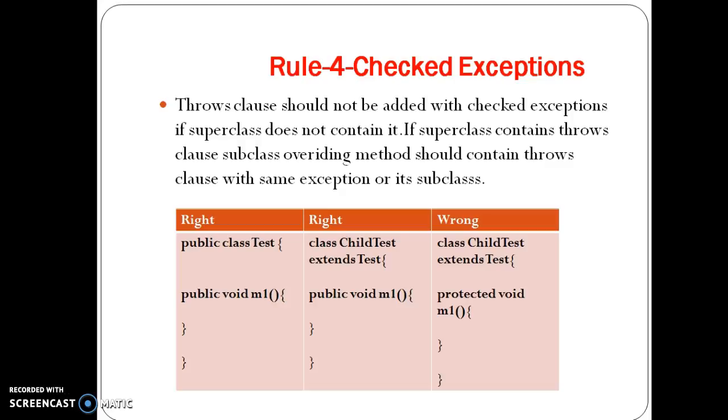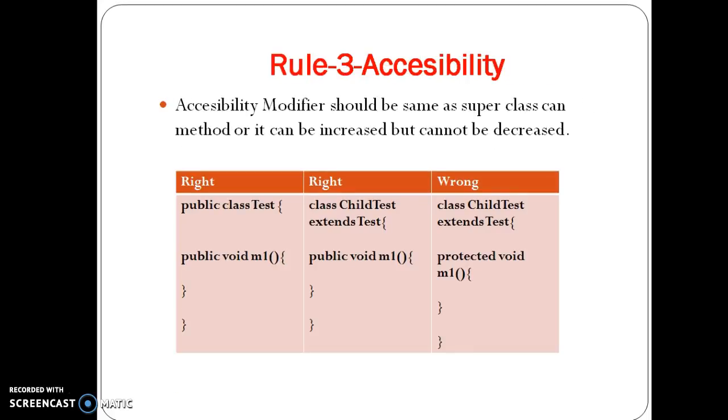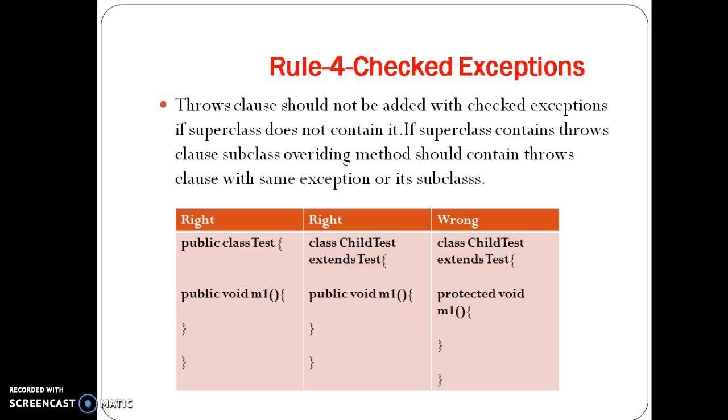Suppose you have private in the superclass method, we can have public, protected and default in the subclass as well as private. But if you have public in superclass, we cannot decrease its accessibility. So protected is wrong if we declare it in the subclass. This is rule 3, accessibility.